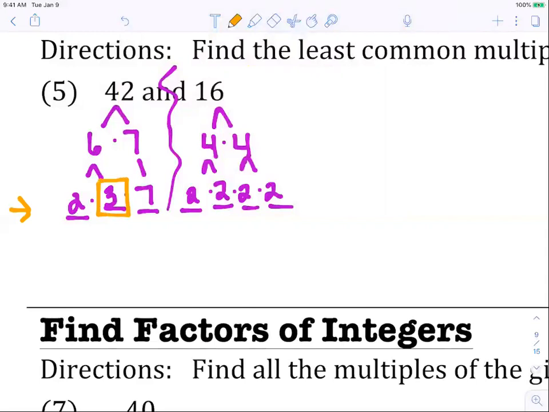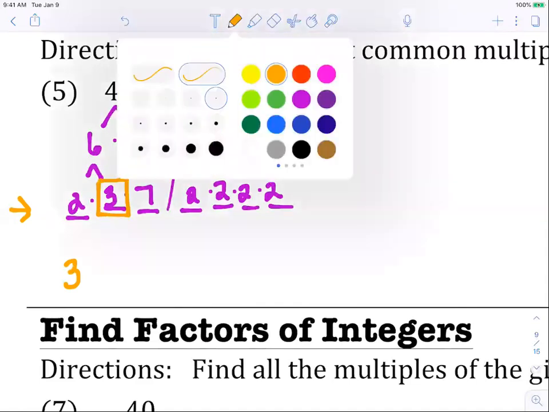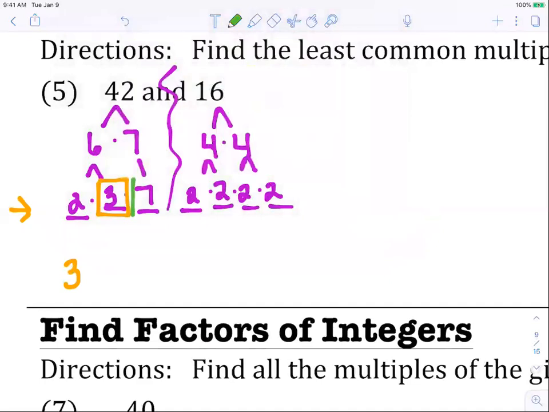So what that tells me is that my least common multiple at least has to be 3. Now we're going to do that with really all of them. I look for the unique ones. So 7 doesn't show up anywhere else in the problem, so 7 is also going to come down. As of right now, my least common multiple is going to be 21, 3 times 7.